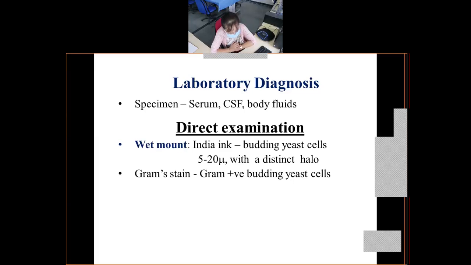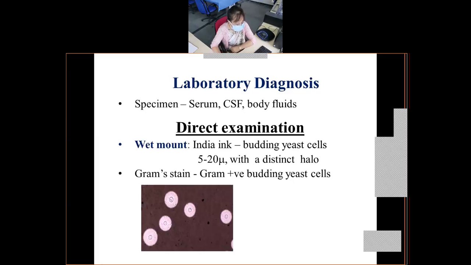This is another classical example of what we call negative staining, because we do not actually stain the object of interest. We are not staining the yeast cell; we are staining the background, and that is what you will observe. Then we can also do a Gram stain. Here again, you will observe gram-positive budding yeast cells.